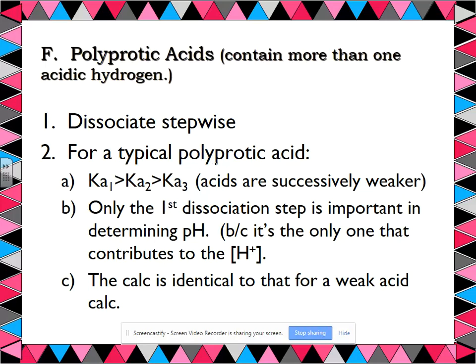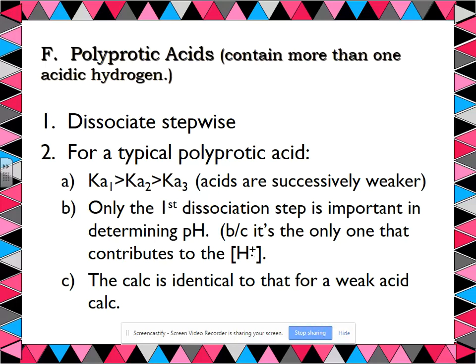So for a typical polyprotic acid, what will be true is your Ka1, the equilibrium constant from the first dissociation step, is always your greatest. The Ka2 and then Ka3 successively get weaker and weaker. Now, with a polyprotic acid, only the first dissociation step is important in determining the pH because it's the only one that contributes to any degree to your hydrogen ion concentration.